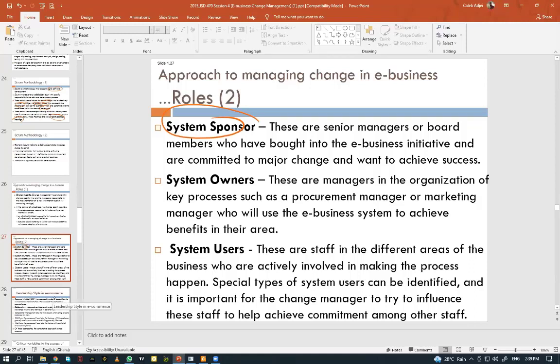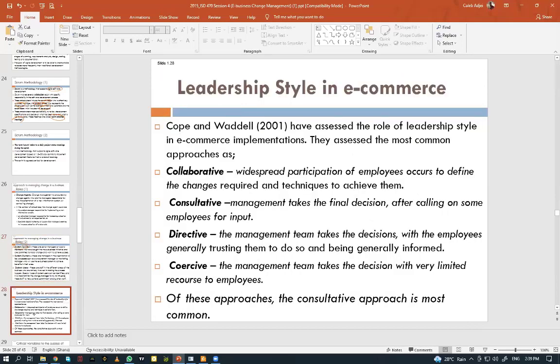And in the business environment, we must know the leadership style, okay, for implementing the e-business. So according to Kope and Waddell, they have assessed the role of leadership style in e-commerce implementation. And the most common among them is what we call the collaborative type. We have the consultative type. We have the directive type. We have the coercive type.